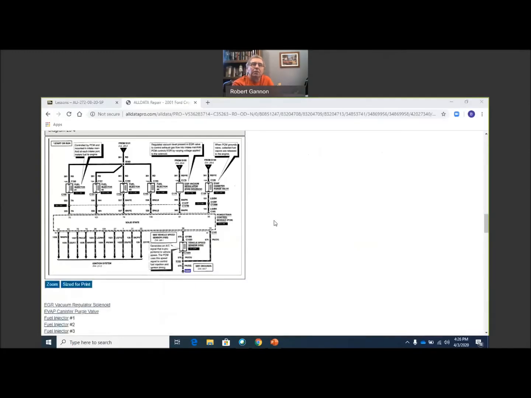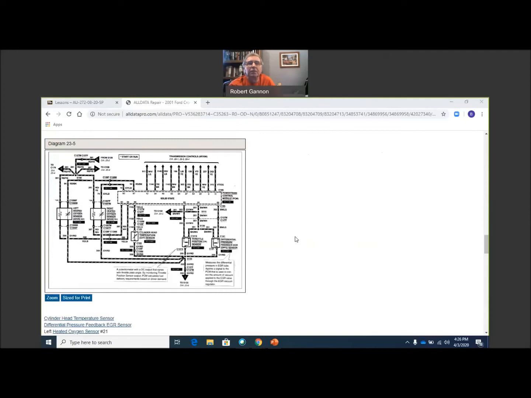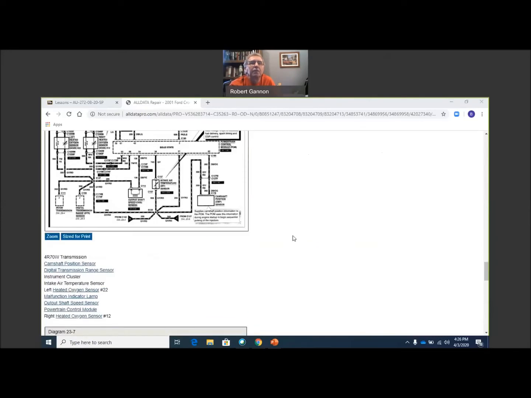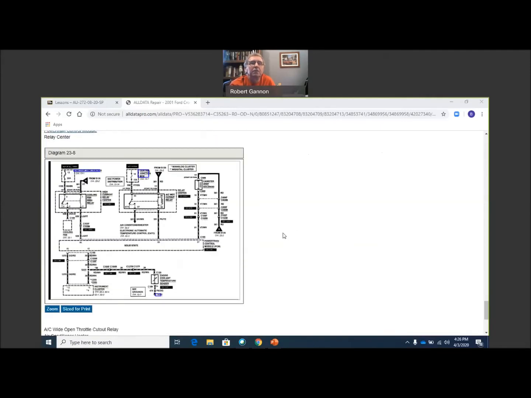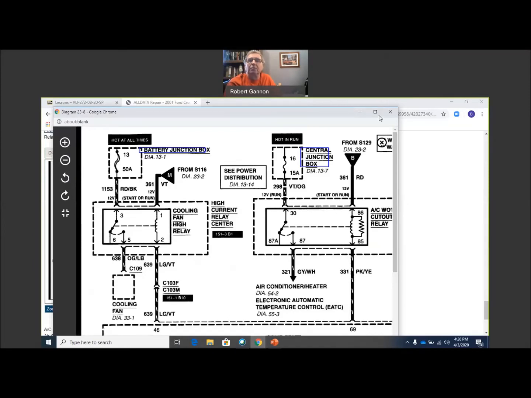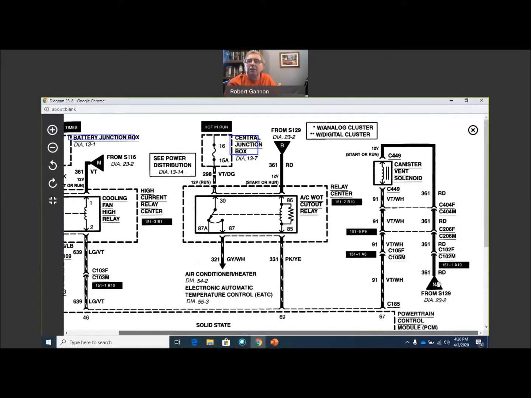The other one we looked at was the EGR vacuum regulator, which might be a little more difficult for me to find this far away. I might have to slide my face right up close. Well, here's an example of a canister vent solenoid, which is the same idea. We have power coming in on this red wire here. It says right here, 12 volts, start or run. And down here, pin 67 of the PCM is where the ground is created.